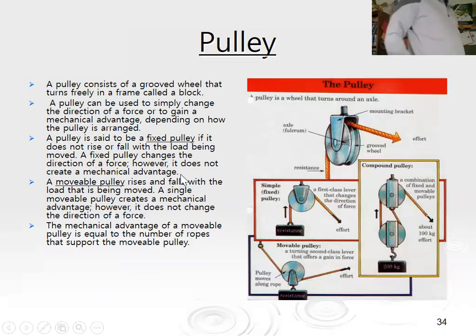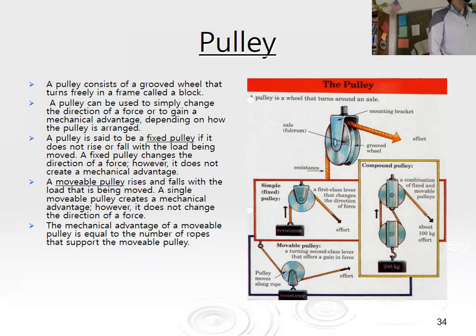Next thing we're talking about is a pulley. A pulley consists of a grooved wheel that turns freely and a frame called a block. A pulley can be used simply to change the direction of the force, or to gain a mechanical advantage. A fixed pulley is something that does not move. It only changes the direction of the force. In the back of my classroom, I have a fixed pulley. Some of you can see them. There's actually two pulleys. Right here's the pulley.